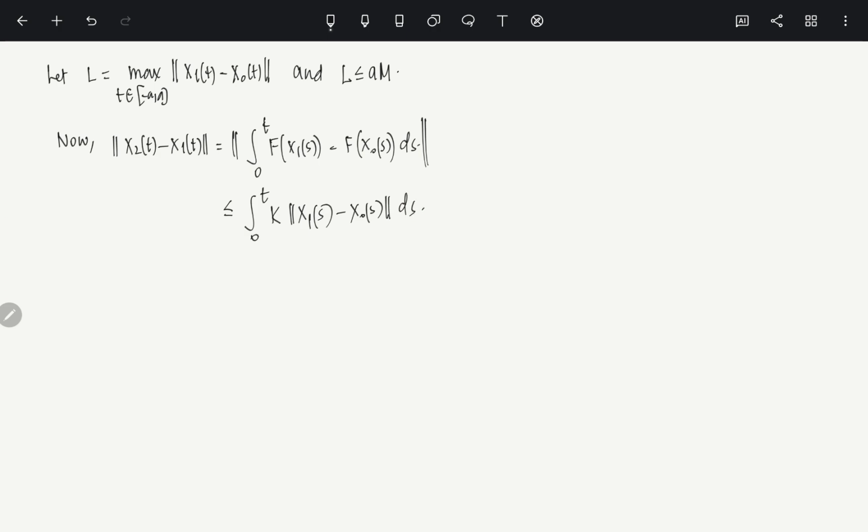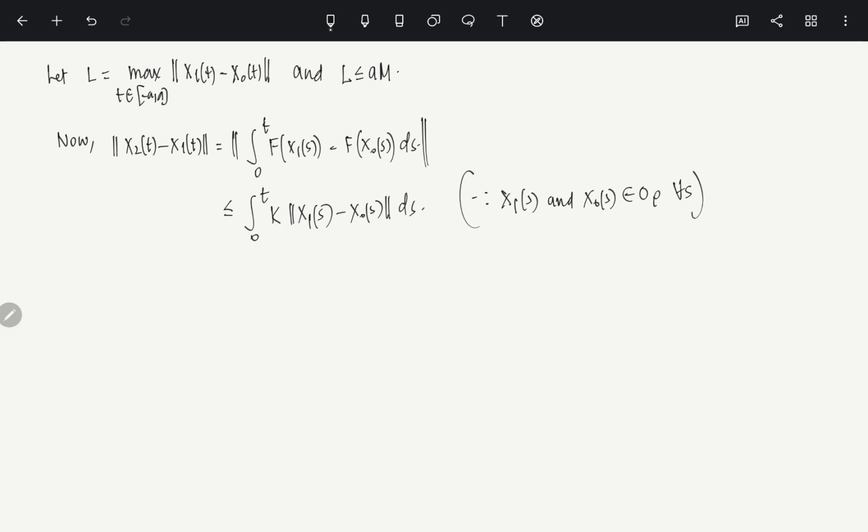Why is this true? Because x1 of s and x0 of s are in O for all s. So that is why we need it in O for all s. Since these are in O for all s, f is Lipschitz continuous in O. F is locally Lipschitz, and when f is restricted to O, then f is Lipschitz continuous. So I can take the Lipschitz constant out. Let's just say that constant is k, so that is out, and then we can write it as k times the norm of x1 minus x0.